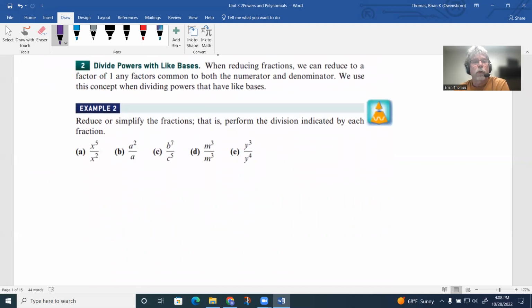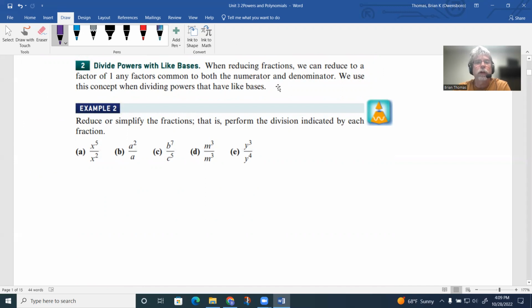So, dividing powers with like bases. Division is like reducing fractions, and reducing fractions is a big thing we have. Remember, in reducing fractions, if the numerator and denominator share a common factor, that common factor turns into a 1.